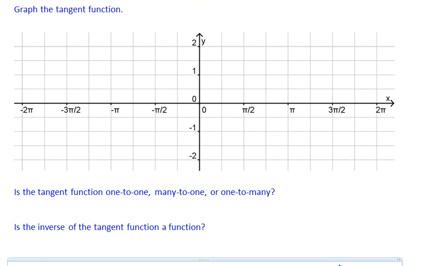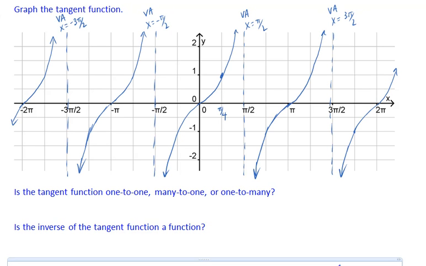Now let's look at the tangent function. Okay, so there's our tangent graph, and we can see that it obviously fails the horizontal line test. It passes the vertical but not the horizontal. So again, this is a many-to-one function, and its inverse will not be a function.